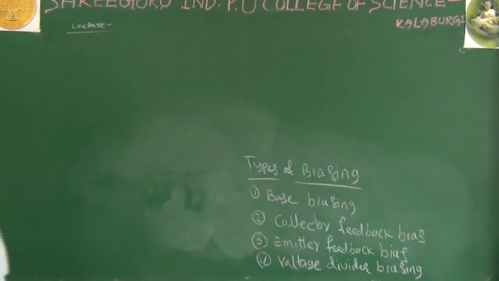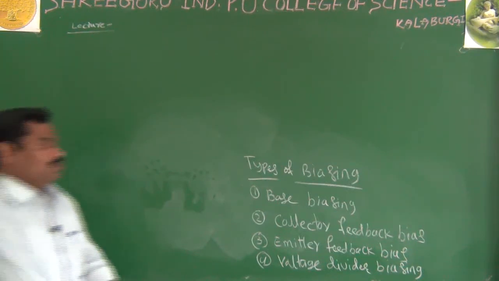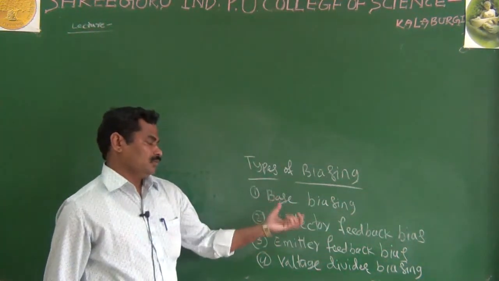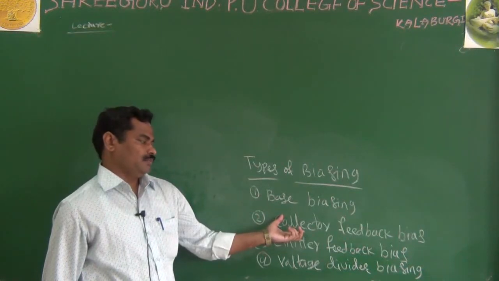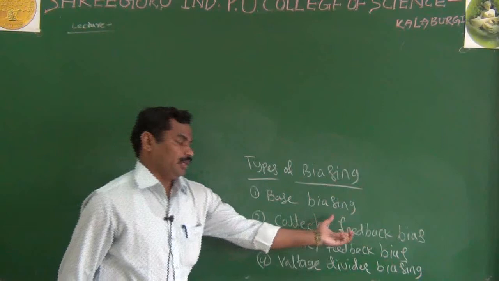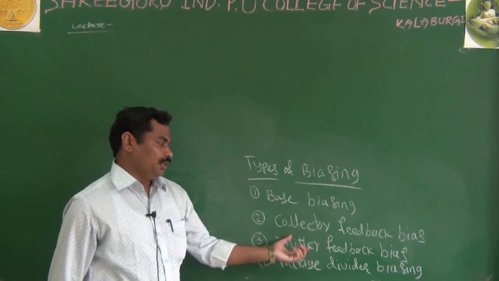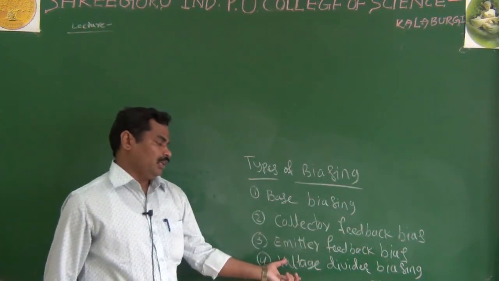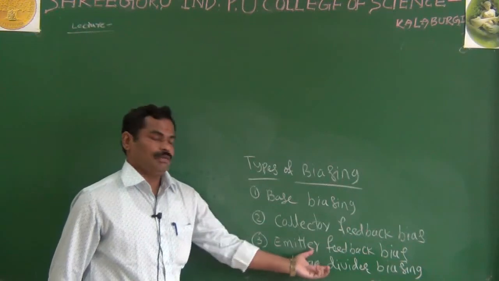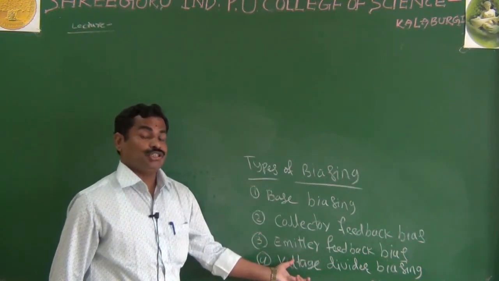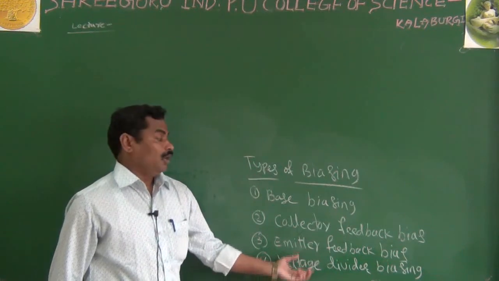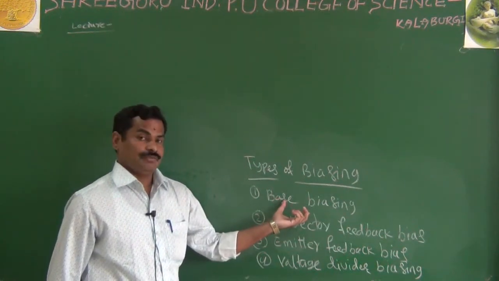It means you are studying the different types of biasing. One is called base biasing, another is collector feedback biasing, the third one is emitter feedback biasing, and finally your voltage divider biasing. It is also called universal biasing, and it is also called self biasing.